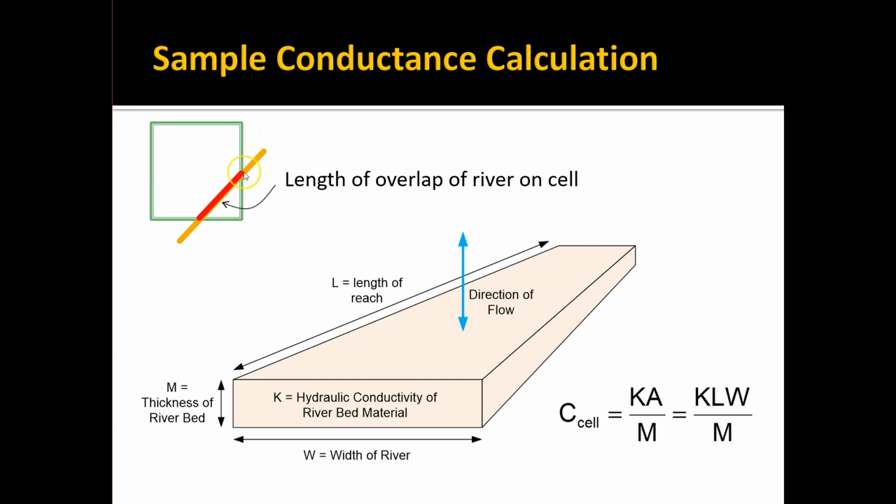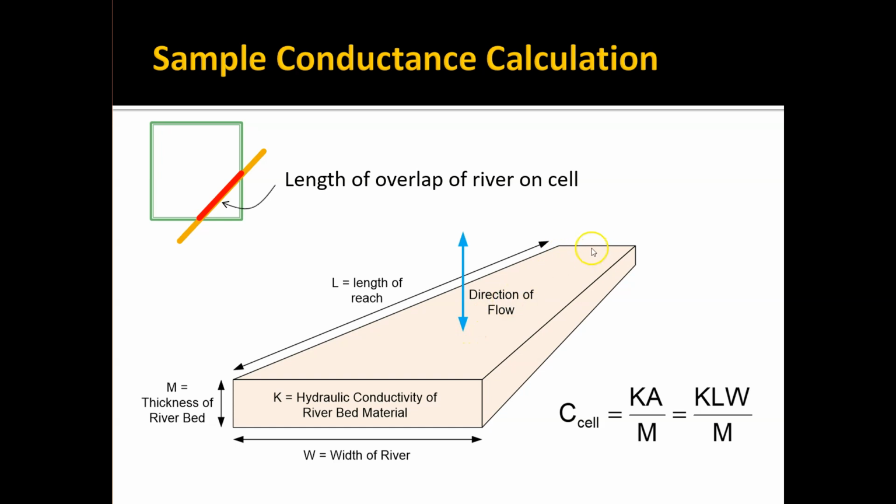So this red zone right here would represent the portion of the river that overlaps a cell, and it has a specific length. Basically, the conductance for a river represents the river bottom sediments. Whether the water is coming from the aquifer to the river or going from the river to the aquifer, it flows vertically through these river bottom sediments between the river and the aquifer.